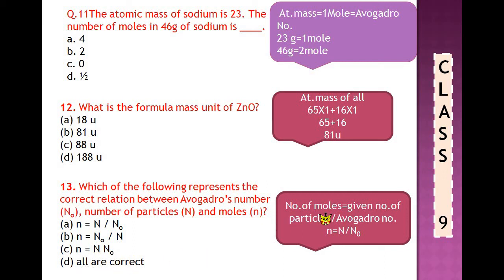So let's see the relation. Number of moles is equal to what? The given number of particles divided by Avogadro's number gives us the number of moles. I have given the link in the i button as well, you can go there and see it. So number of moles, small n, is equal to the given number of particles, that is capital N, divided by Avogadro's number, that is N0. So this is the formula and we get this formula in option A. So option A is the correct answer of this question.